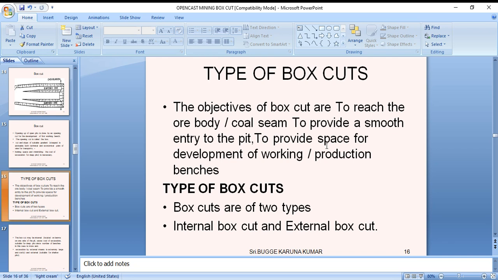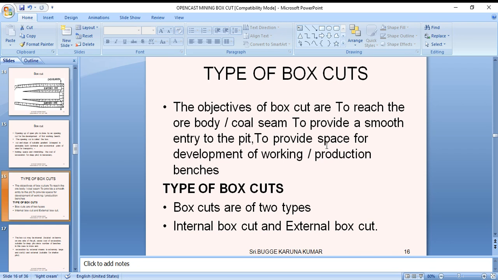The basic objectives of the box cuts are to reach the ore body, to provide a smooth entry to the pit, and to provide space for the development of the working production bench. These are to reach the ore body, and smooth entry without unnecessary accidents or inclination maintenance. So the basic idea of the box cut is to provide the smooth entry to the deposits.